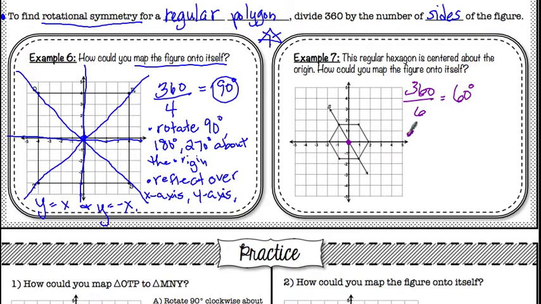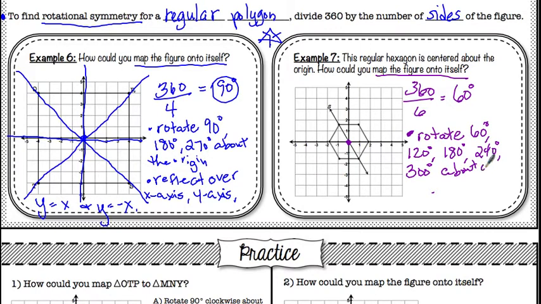So for the rotational symmetry, to map the figure onto itself, all of these answers are multiples of 60. We could rotate 60 degrees. 60 times 2 is 120 degrees, times 3 is 180, times 4 is 240, 60 times 5 is 300 degrees. All of those about the origin, because this is centered about the origin. That is very messy. Okay?